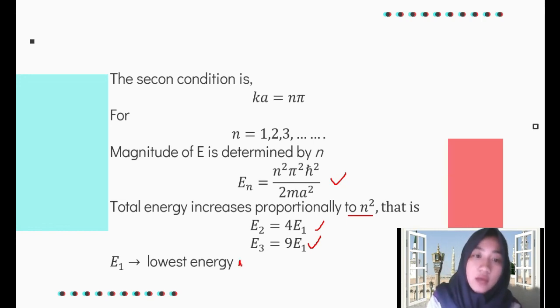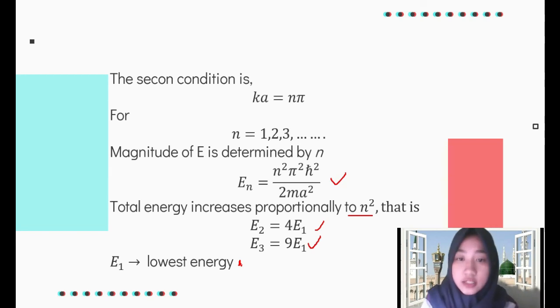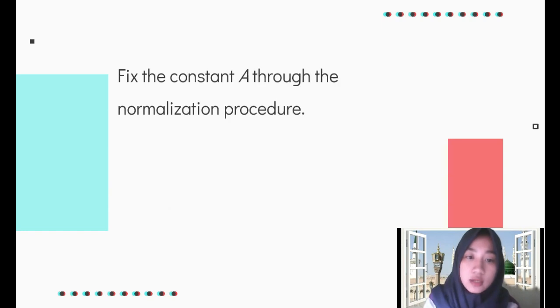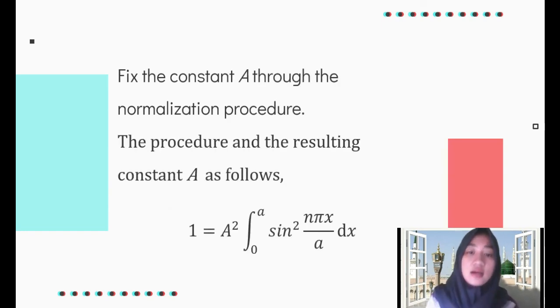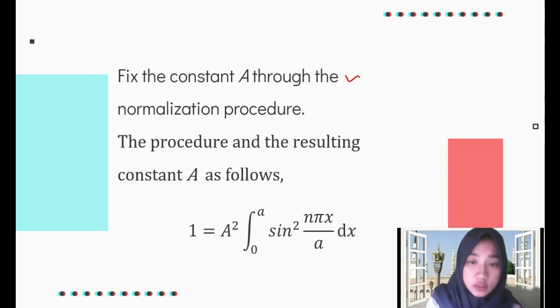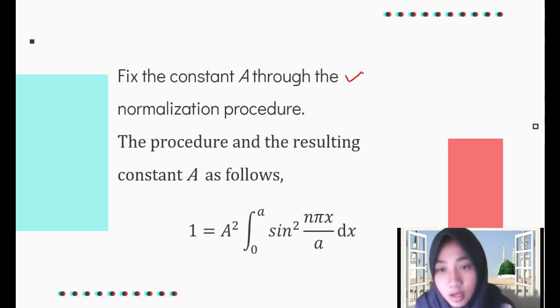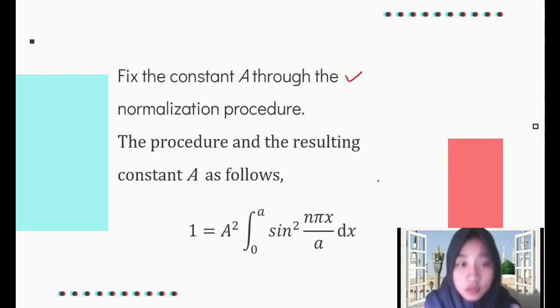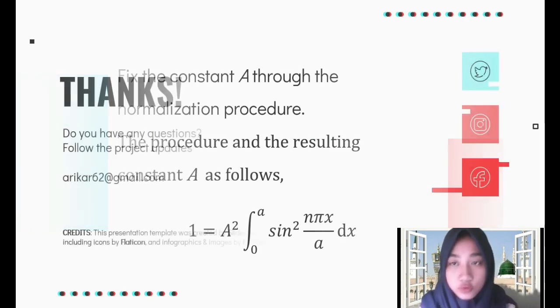Although we have already found the eigenenergy for the particle inside the well, we have not yet determined the eigenstates ψn. The first thing to do is to fix the constant A through the normalization procedure. Here we only show the starting procedure and resulting constant as follows.